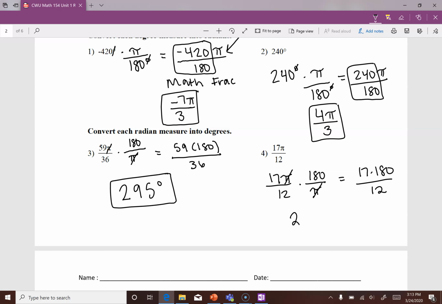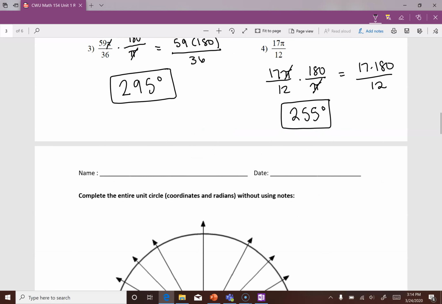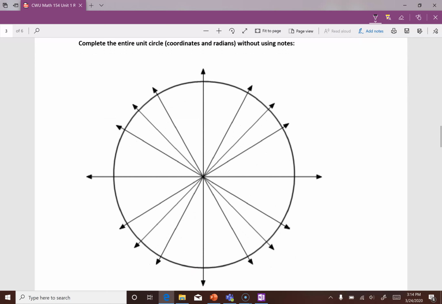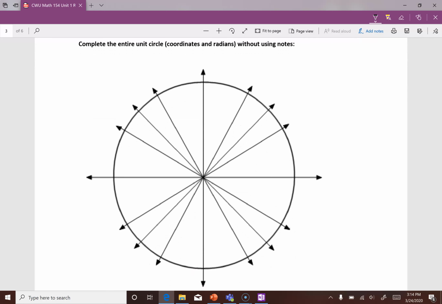That gives me 255 degrees. All right, we now need to complete the entire unit circle. We need to put coordinates in radians, and we're not going to use our notes. Well, let's go ahead and start with radians, and let's start with our axes. That's 0, 2 pi. This is pi over 2.